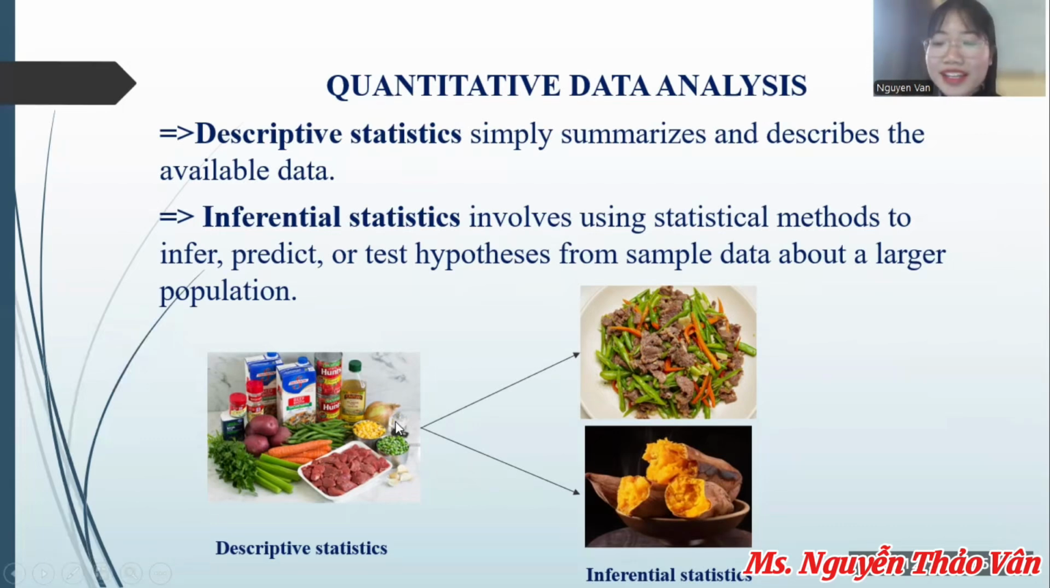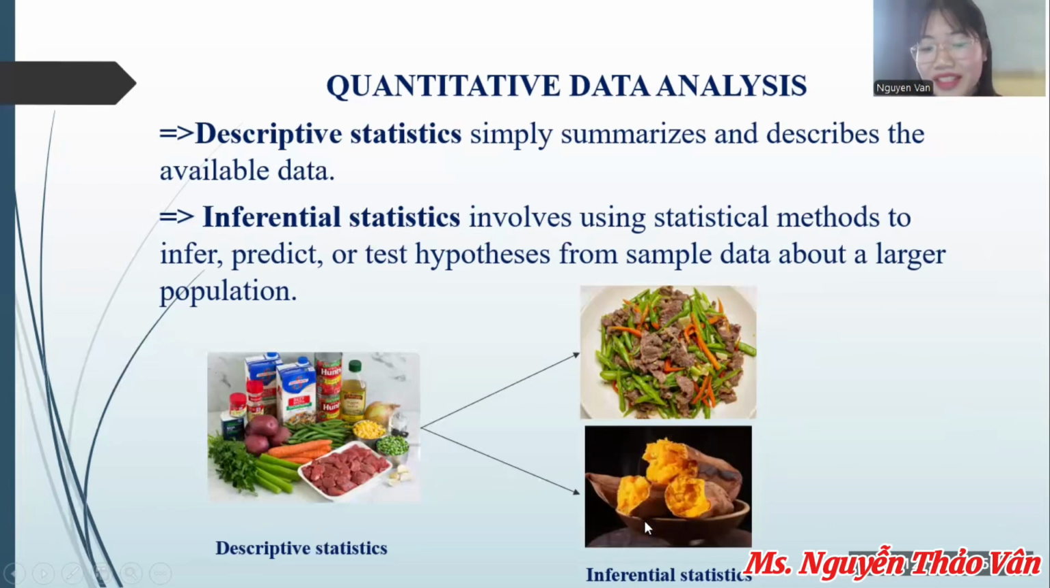For example, we go to the market to buy lots of ingredients. When you come back home, you can see that today I bought some meat, sweet potato, carrot, lots of things, right? So it's really fresh, okay? And I call that descriptive statistics. It's the first step.